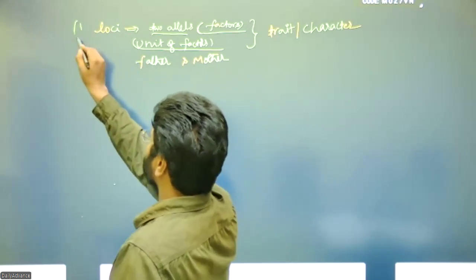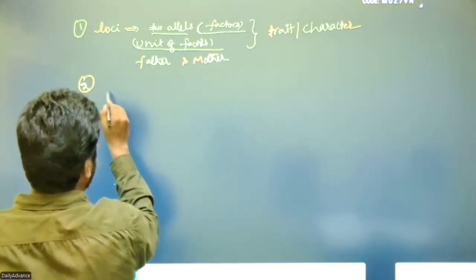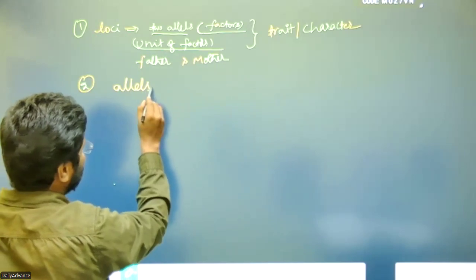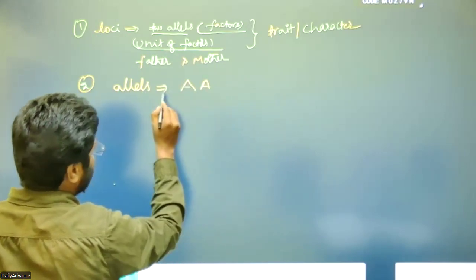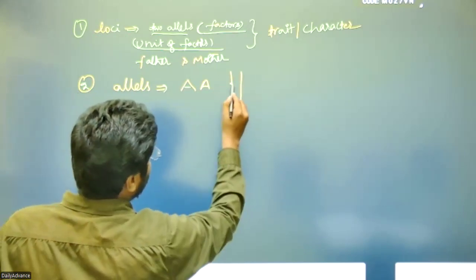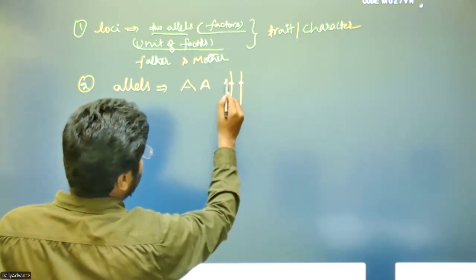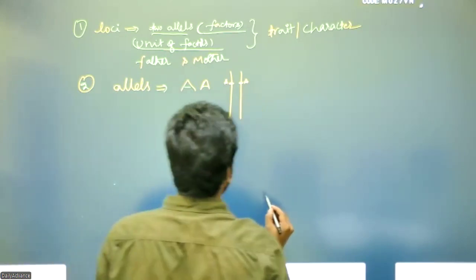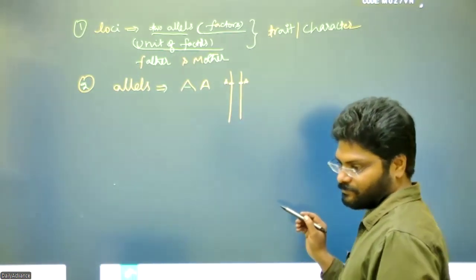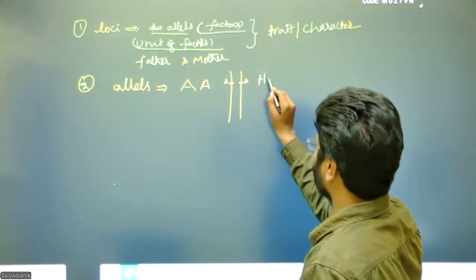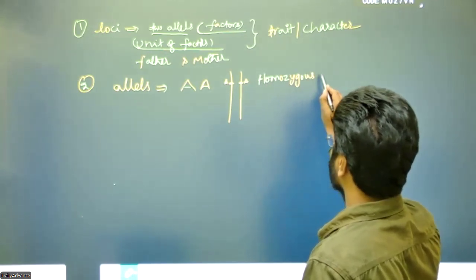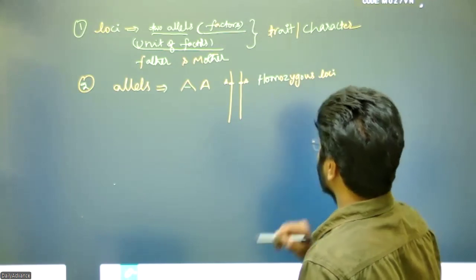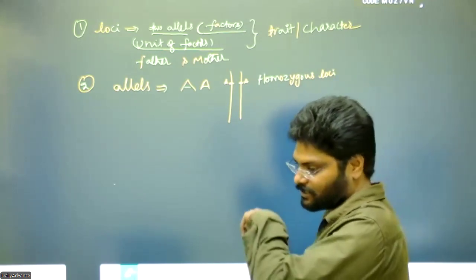So second point, if these two alleles are the same, like AA, on the chromosomal pair both are AA. That means both are the same factors, and that we call a homozygous allele. So homozygous locus means both alleles are the same.